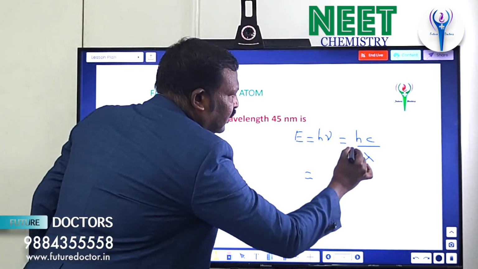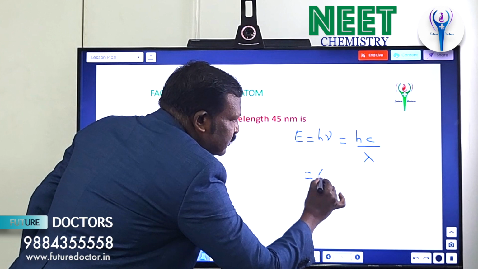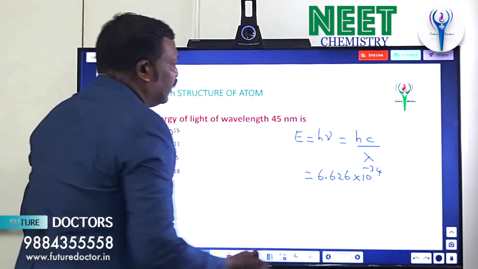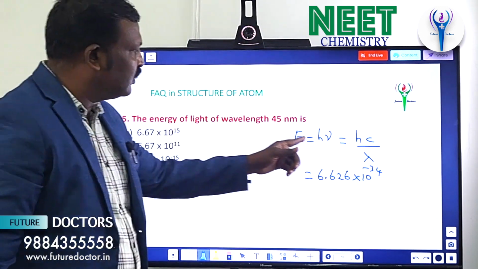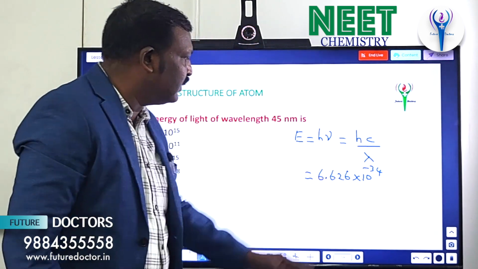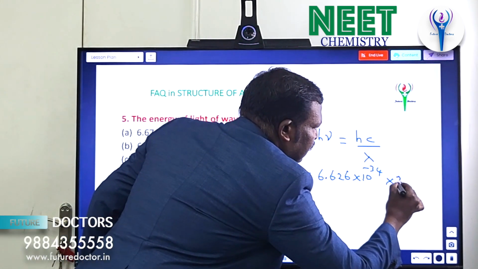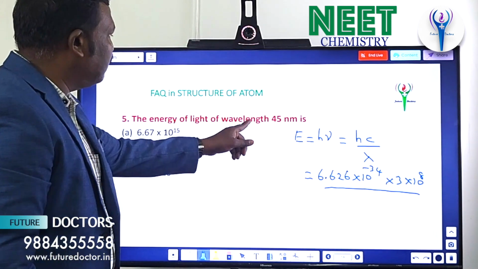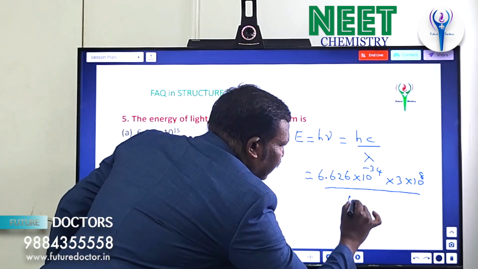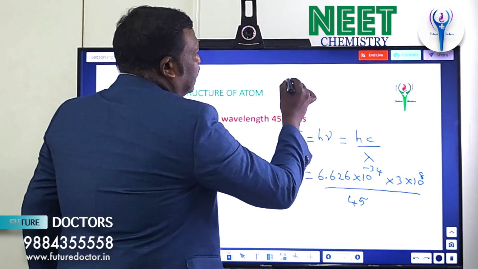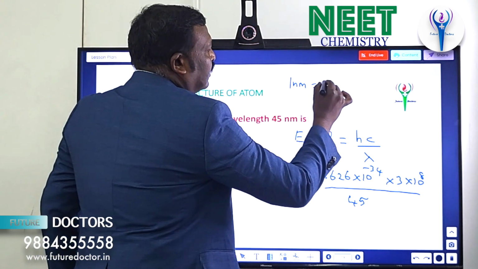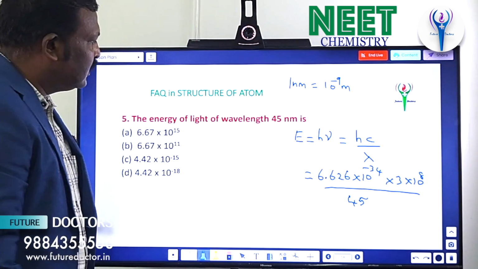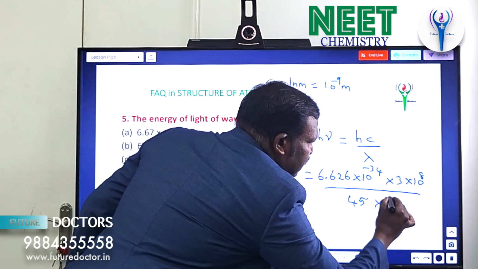Now we can substitute. H is called, I already told you, H is called Planck's constant. So 6.626 into 10 power minus 34. Light is given, no. Light is given means you must know the velocity of light. Velocity of light means 3 into 10 power 8 meter per second divided by lambda. Okay, so lambda is given. Lambda is what? 45 nanometer. So 1 nanometer means what's the meaning? 1 nanometer means 10 power minus 9 meter. Are you following? Okay, so you can substitute here 45 into 10 power minus 9 meter.